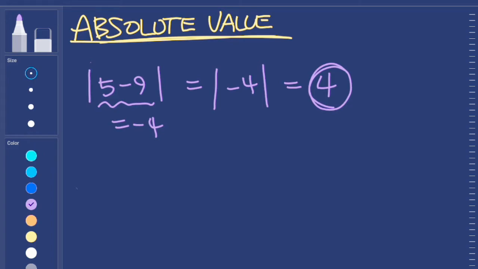And to do one other example, it's going to be |0|. This will always be 0 because, like I mentioned before, if we draw a number line, 0 is right in the middle. So the distance between 0 and 0 would be 0. So the answer to |0| will be 0.